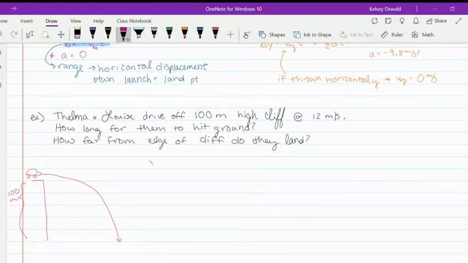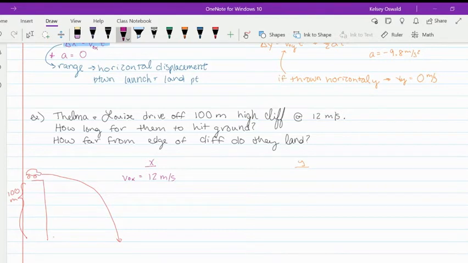And remember, we're going to look at our horizontal and our vertical direction separately. Okay, so horizontally, we know that Thelma and Louise were traveling initially at a rate of 12 meters per second. Since when you drive a car, you're just moving right or left, that is all going to be directed in the x or the horizontal direction. So our initial x velocity is going to be 12 meters per second.